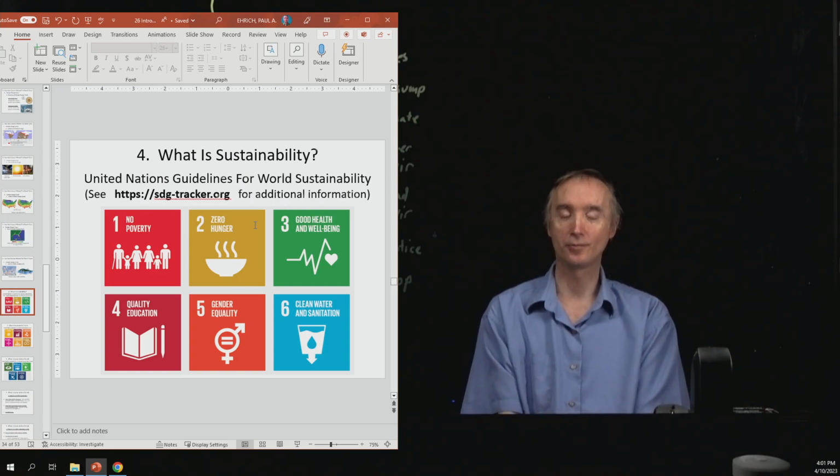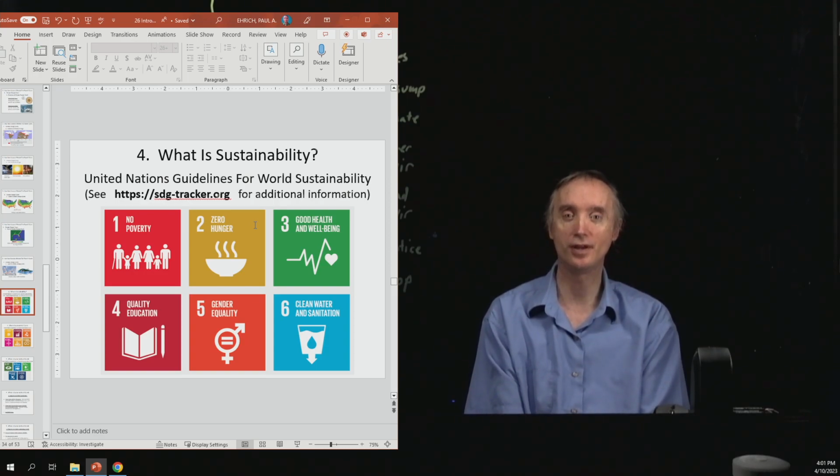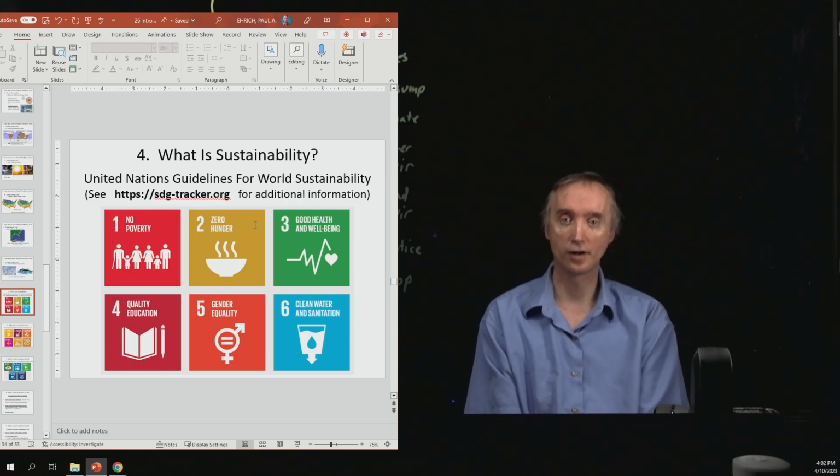So, number one is to end poverty. They wanted to end poverty in the world. Okay, number two, end hunger. They wanted everybody to have enough to eat in the world. Okay, number three is to have good health, so have health care available for everybody. Number four is going to be a quality education.